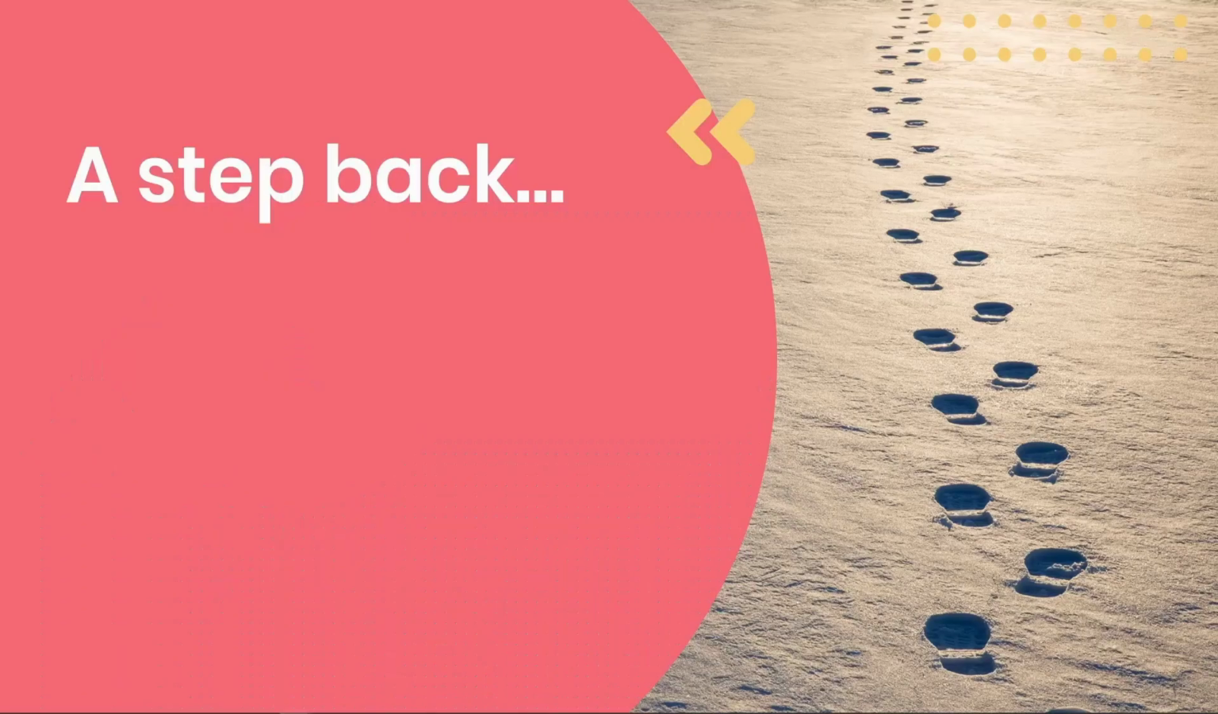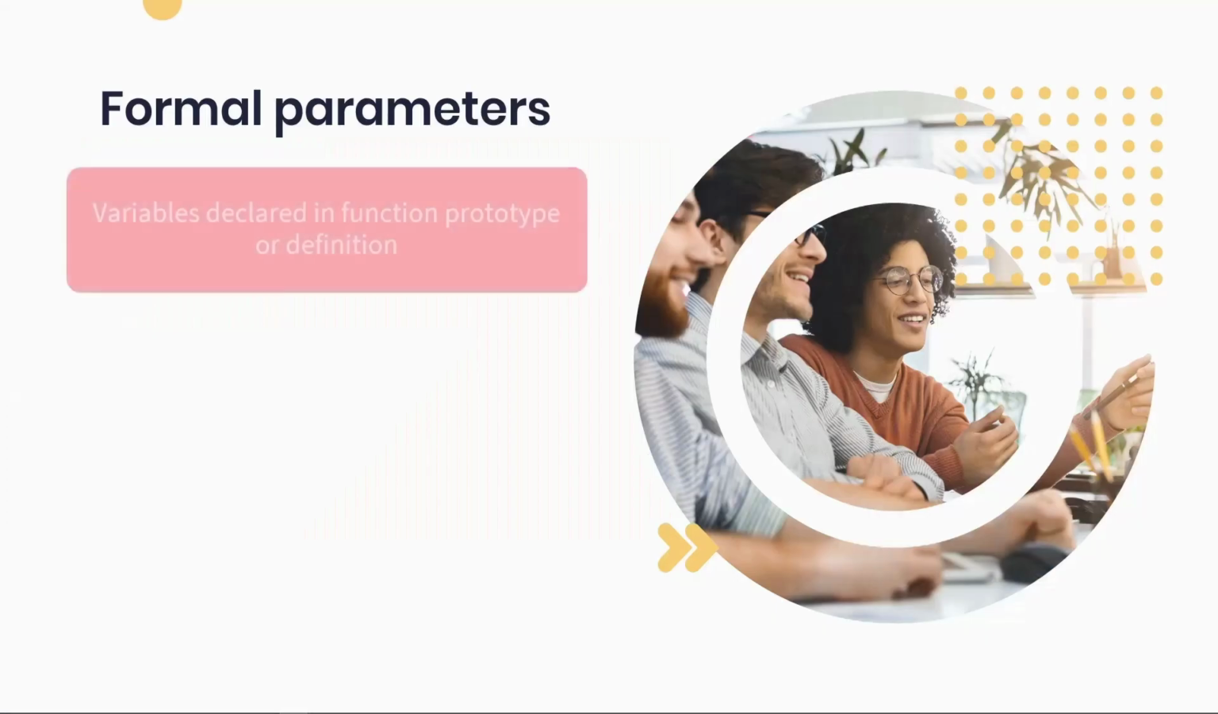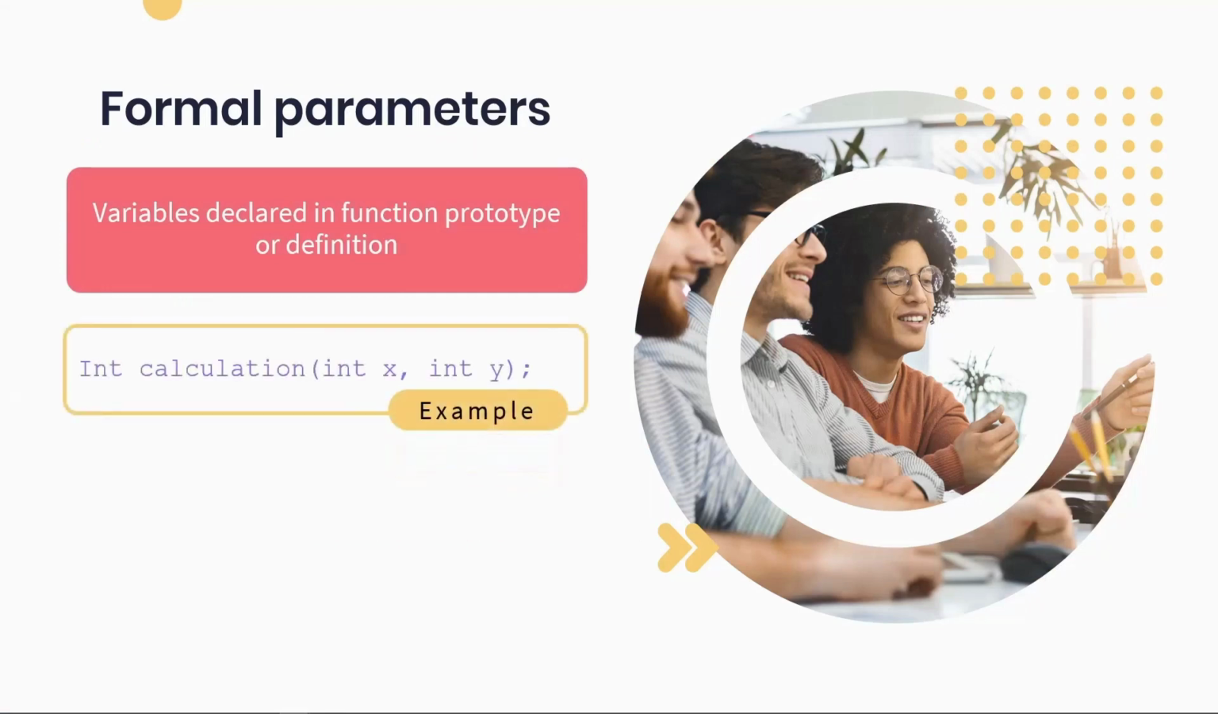To fully understand what we're trying to get at here, let's take a step back and look at function arguments in more detail. As we just mentioned, function arguments basically take two forms. That is, actual and formal arguments. This has to do with how the arguments are passed. The variables declared in the function prototype or definition are known as formal arguments. These are demonstrated here. In this code snippet, x and y are the parameters.